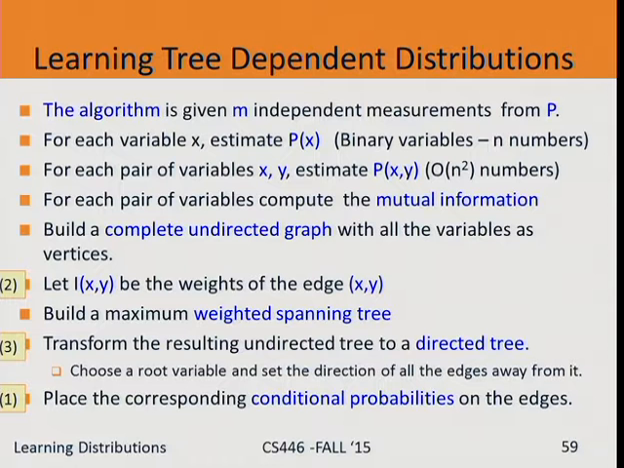And three, this perhaps seems to be the most arbitrary decision. Once I got a tree, an undirected tree, I told you to choose a node, direct everything away from it, and that's going to be the structure of your tree. And what I'm going to argue is that it's okay. Any node that you choose and direct everything away from it will give you the same result.